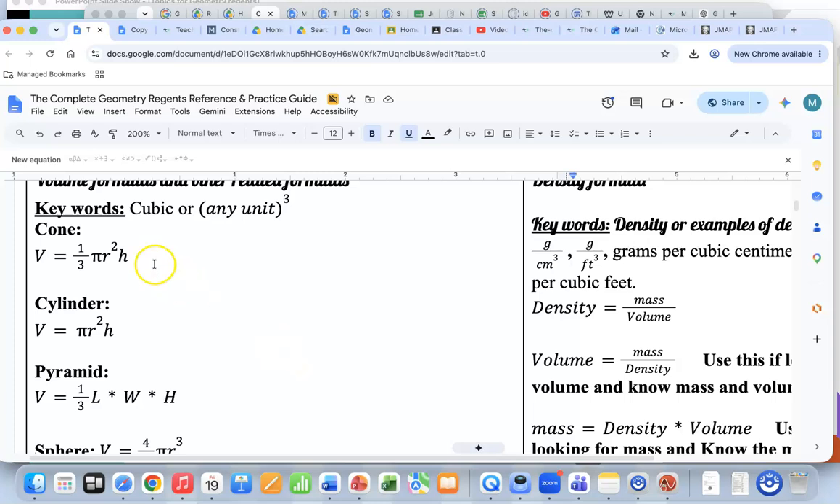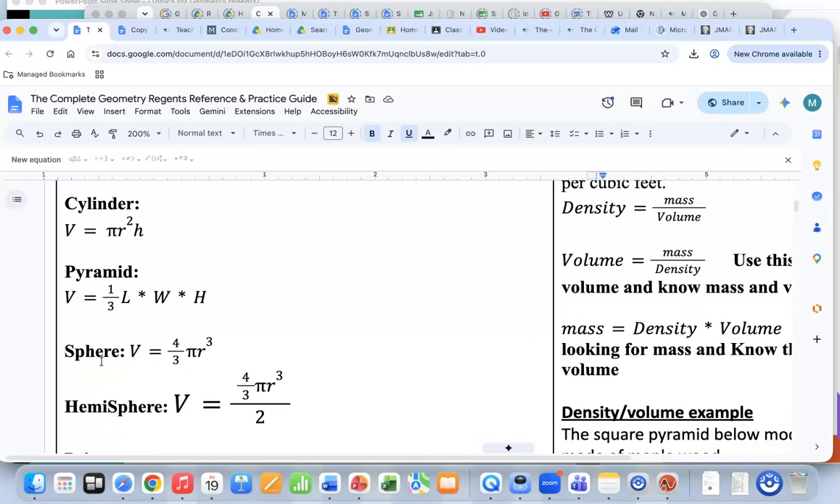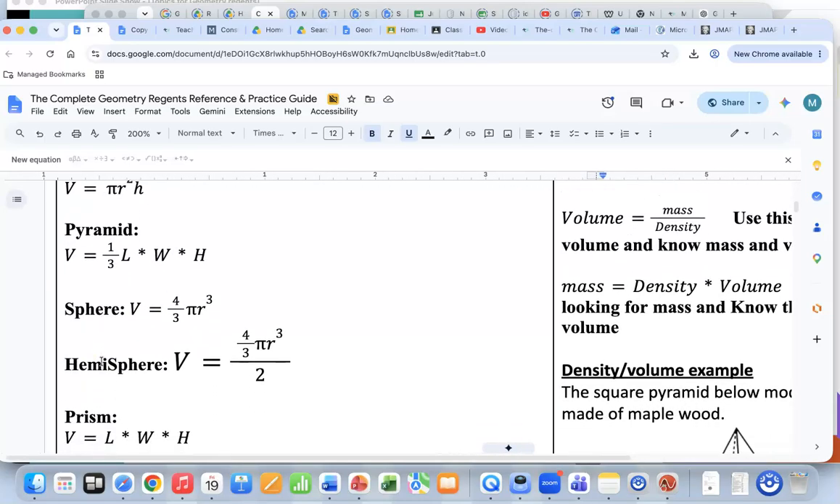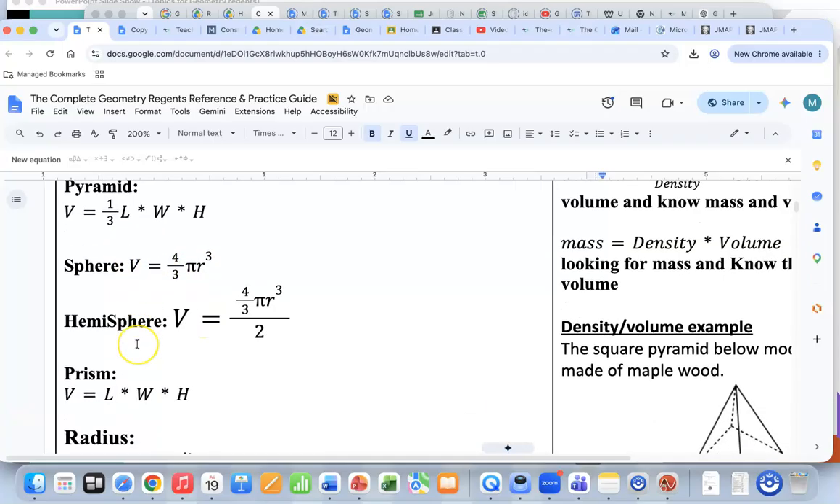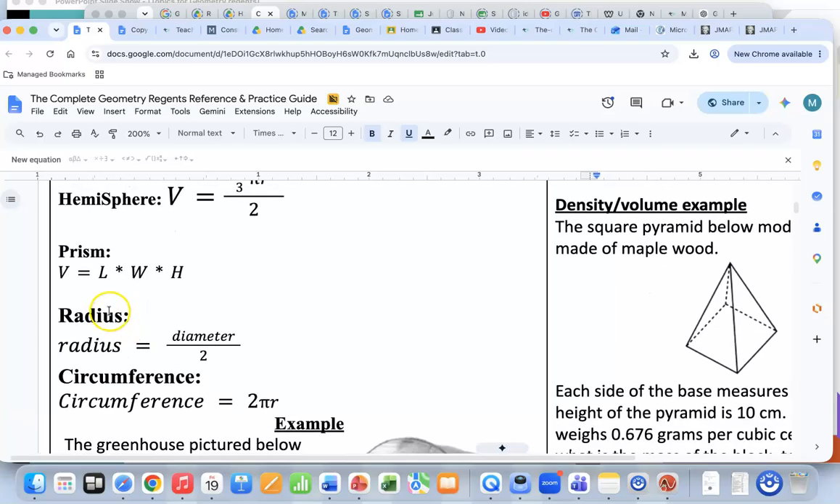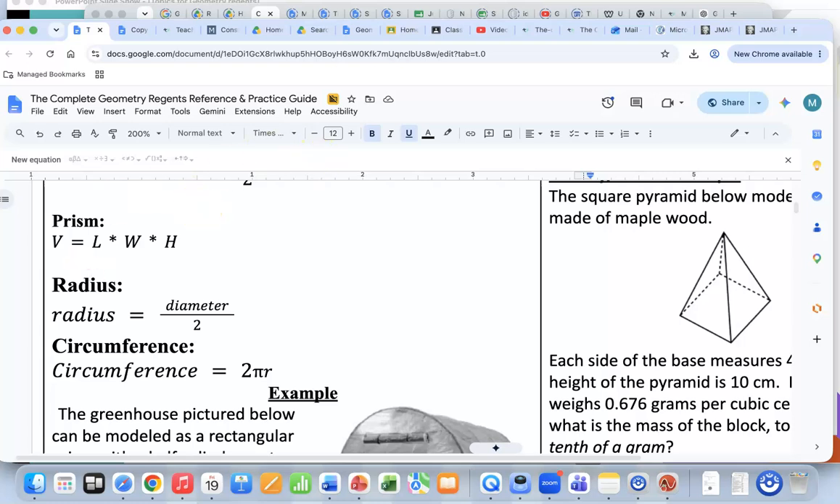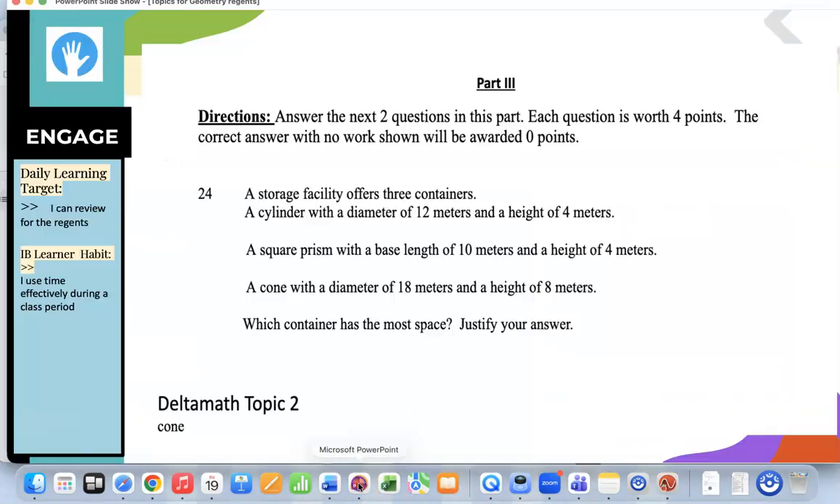For a cone it's 1/3 pi r squared h. Cylinder, pi r squared h. Pyramid, 1/3 length times width times height. And obviously it's a rectangular or square pyramid, right? If it's a triangular pyramid, that's slightly different. And for a sphere, it's 4/3 pi r to the third. Hemisphere, we went over that earlier or in a different video. And a prism, length times width times height. So with that said, we can apply these formulas accordingly.